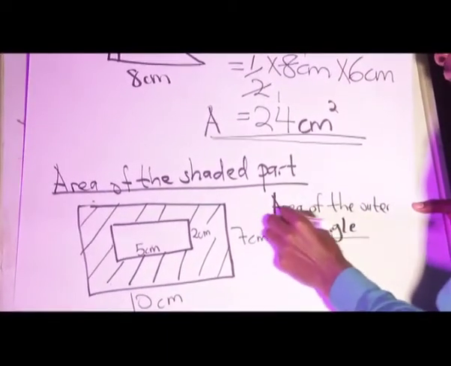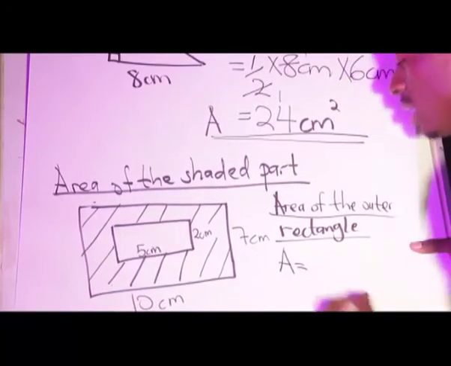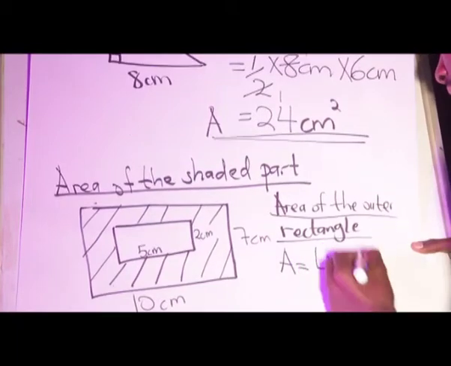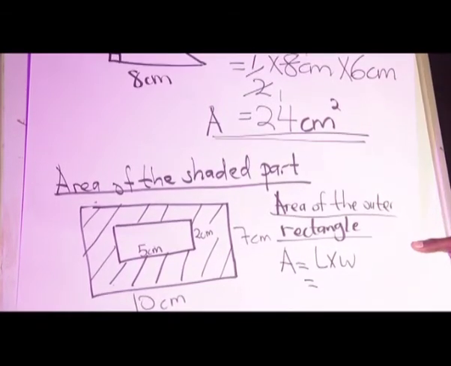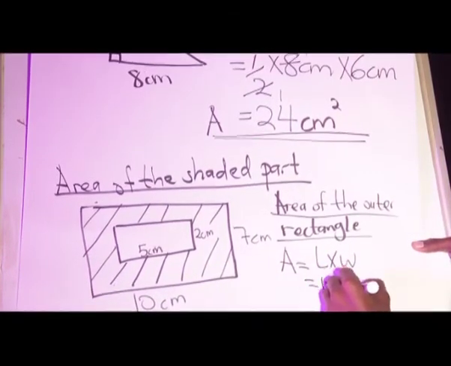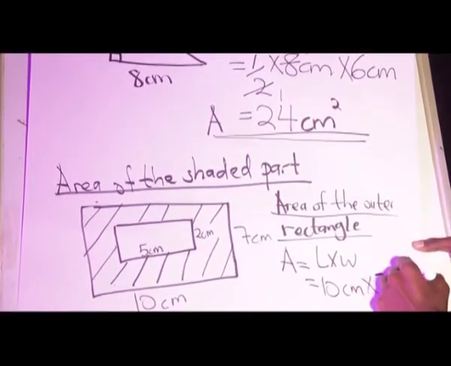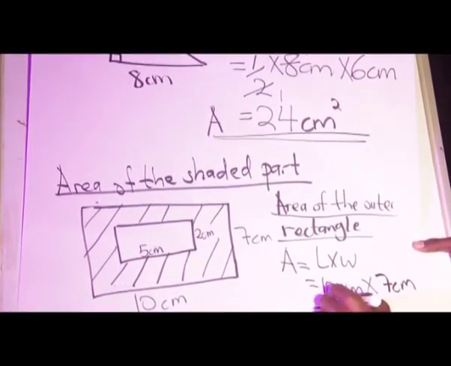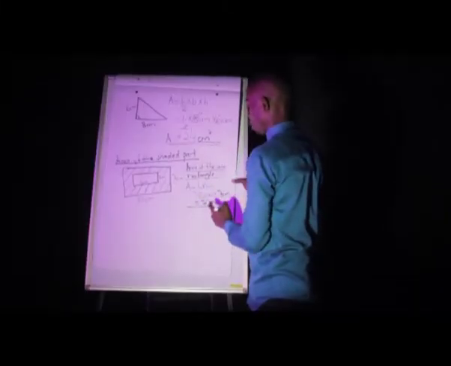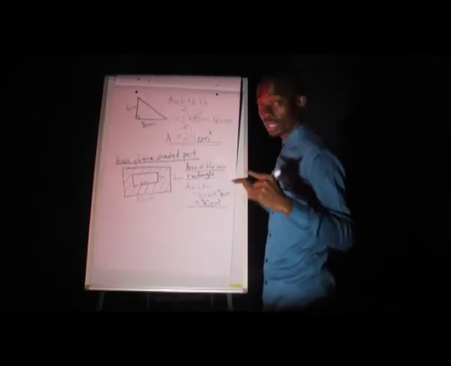We start by looking for the area of the outer figure, which is a rectangle. Remember I was saying the area of the rectangle is length times width. Now, what is the length of the outer rectangle? It is this one, which is 10 centimeters, times the width, which is 7 centimeters. So 10 times 7, we get 70. Centimeter times centimeter, we end up with centimeter squared. So the area of the outer rectangle is 70 centimeters squared.